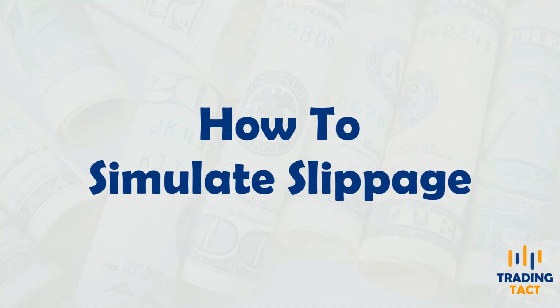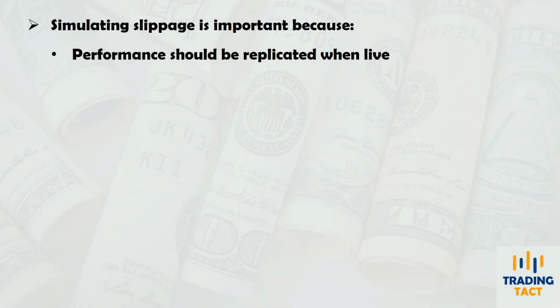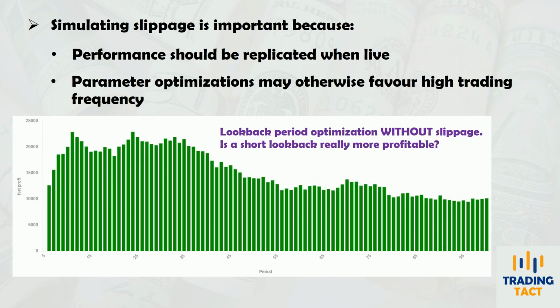For a realistic backtest, all transaction costs, including slippage, need to be included. You don't want inflated performance metrics that cannot be replicated in live trading. In addition, when optimizing your strategy, excluding slippage usually creates a bias towards parameters that increase trading frequency. This creates a double whammy because the more you trade, the more you lose to slippage. So let's discuss several ways to include slippage in your backtests.